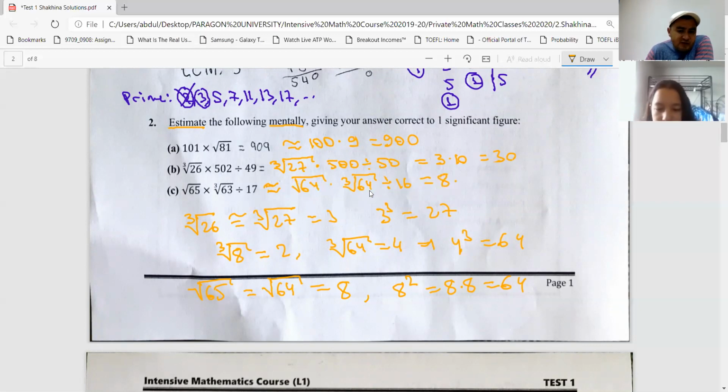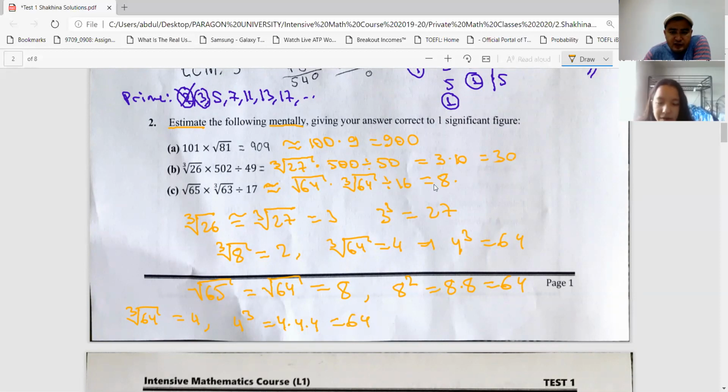What is cube root of 64? That means this cube root of 64 means what number's cube is equal to 64? It is 4, right? Why? Because 4 cubed equals 4 times 4 times 4. That's equal to 64. Right?